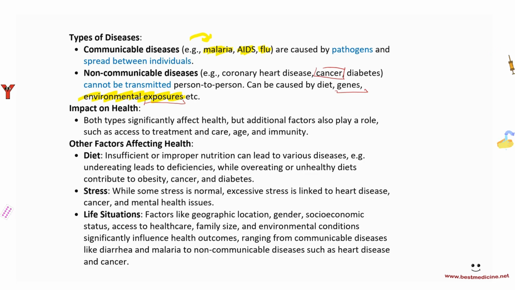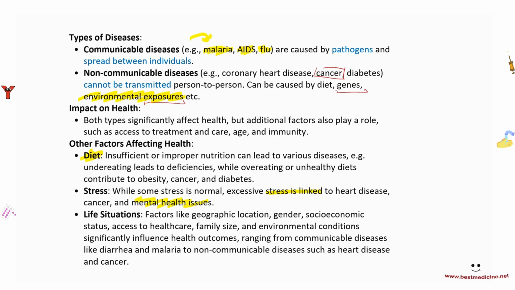So, impacts on health. Both types, communicable as well as non-communicable, can affect health, but additional factors can also play a role. Other factors that can affect health are your diet, for example. Insufficient or improper nutrition can lead to various diseases. Stress. Some stress is normal, but excessive stress is linked to many different diseases, for example heart disease, cancer, and, most importantly, mental health issues.